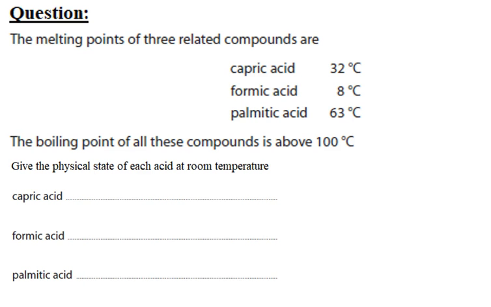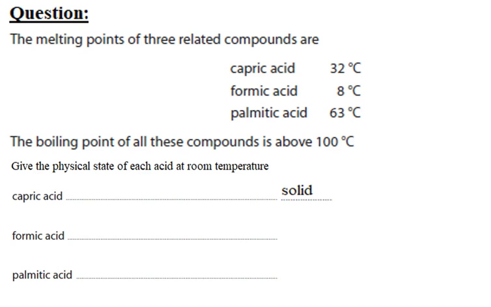Here is a question that gives you the melting points of 3 substances. It says that the boiling point of all these substances is above 100. Give the physical state of each acid at room temperature. Capric acid has a melting point of 32 degrees centigrade and a boiling point of 100. Room temperature is 20, or sometimes regarded as 25. At room temperature it hasn't melted yet, so capric acid must be solid.